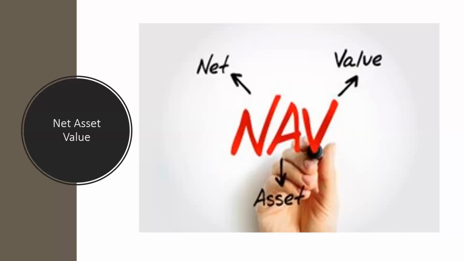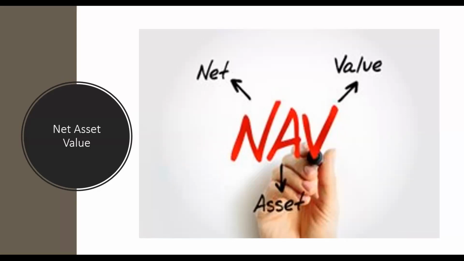NAV stands for net asset value. Whenever we do any transaction, most of the time, all the transactions are done on the basis of the net asset value of a particular unit. If we are taking it in terms of mutual funds, the net asset value is the market value of the securities, the funds which we are going to invest, after deducting certain kinds of expenses.